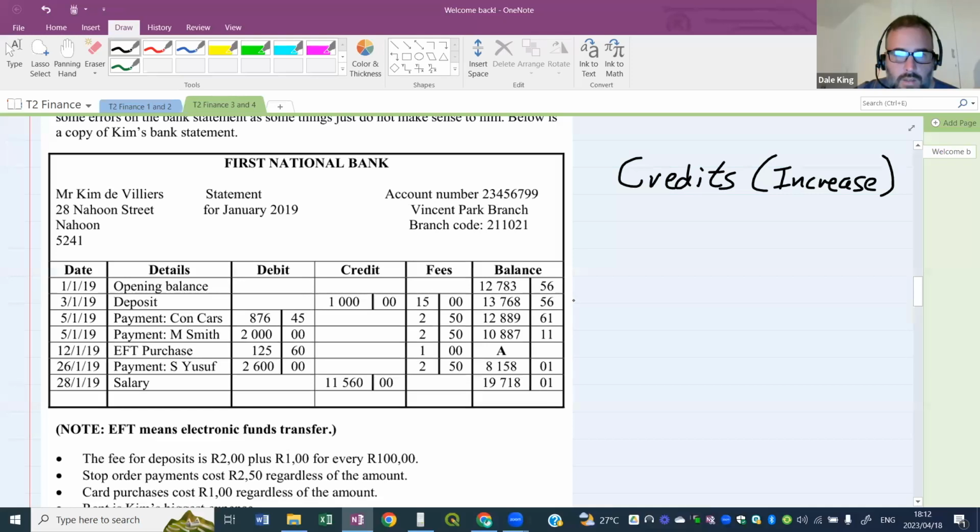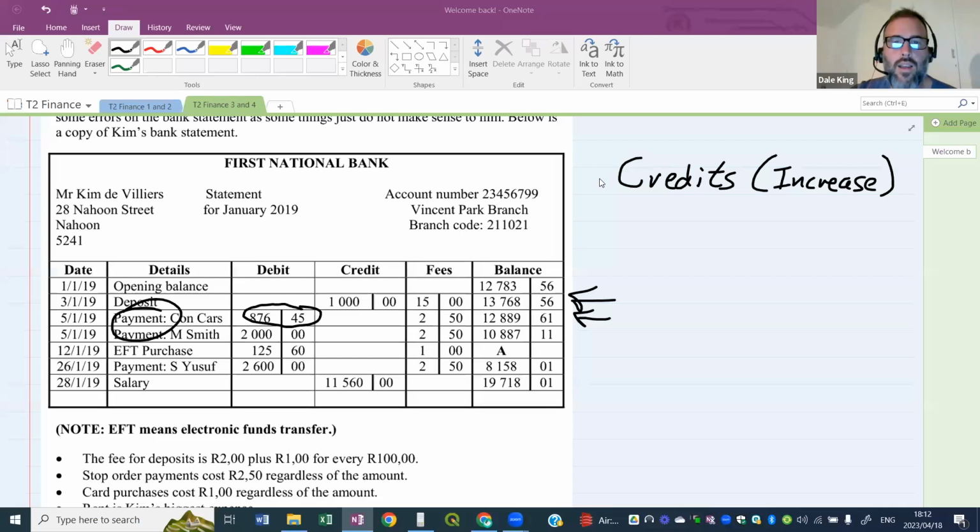Let's look at this value now, 13,768. There was a payment in the third row on the 5th of January. They put that in the debit column, and that has decreased the value. So it went from 13,768 to 12,889. So the debits, payments coming out of your account, go in the debit column. The money going out is in the debit column. That is decreasing your bank balance.